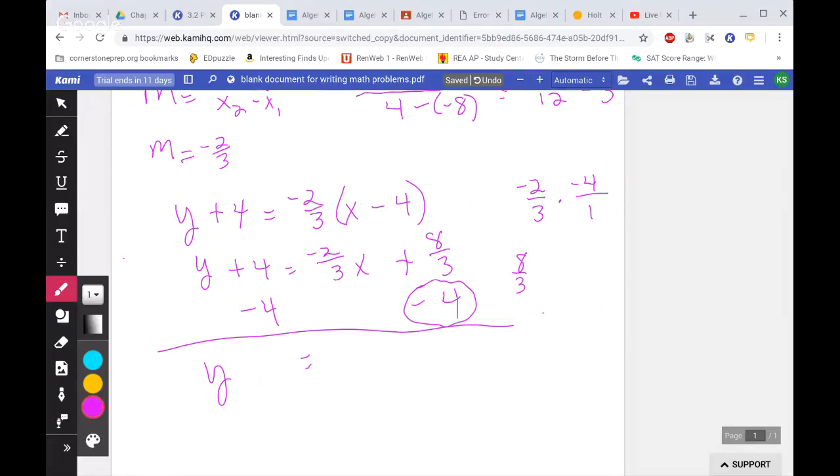So I have 8 over 3. And then I'm going to have plus a negative. Now, this is negative 4 over 1. So 3 goes into 1 because this would be a negative 4 over 1. Maybe I should show that.